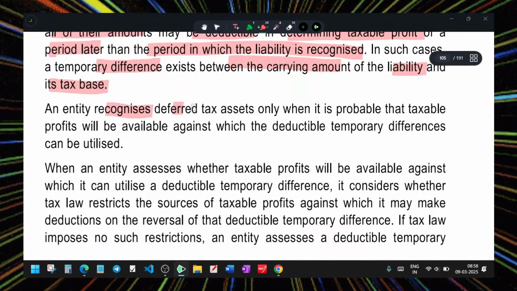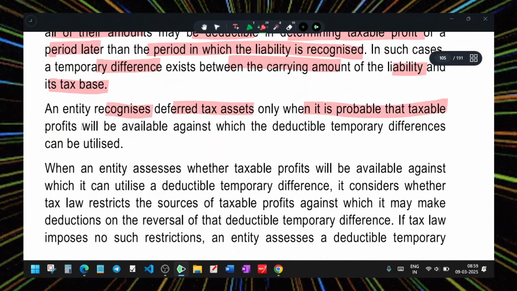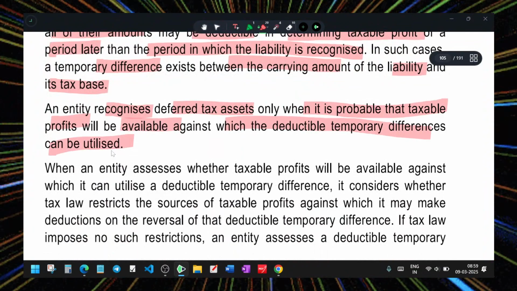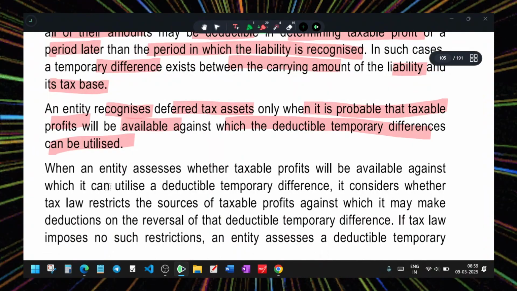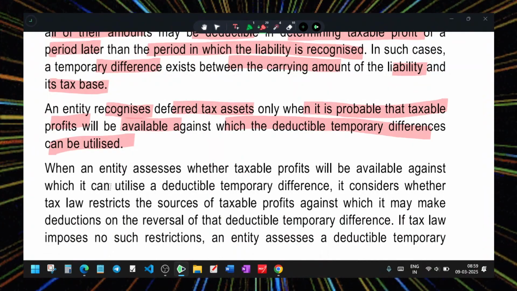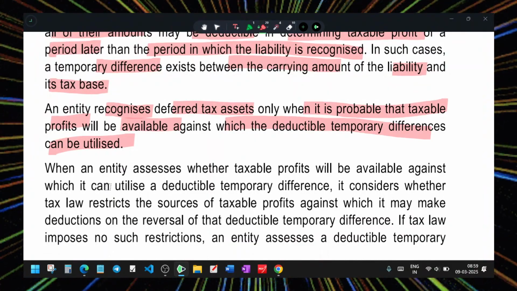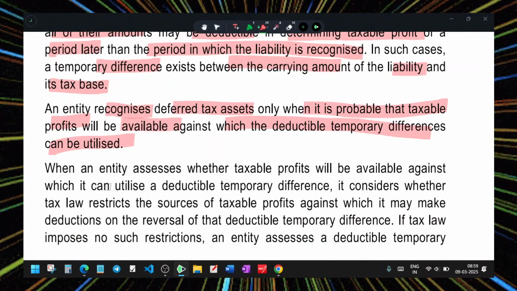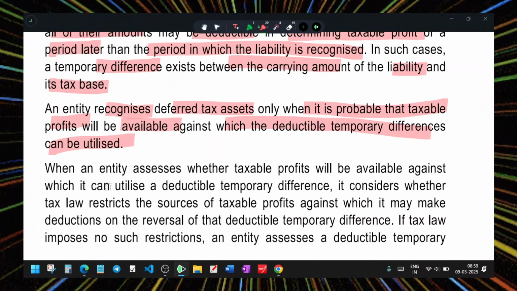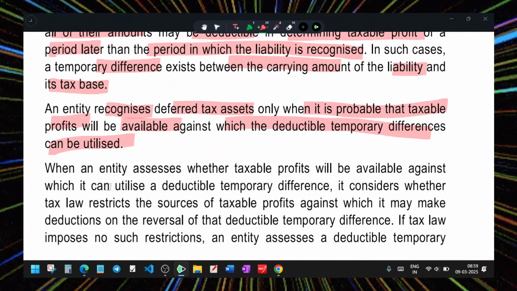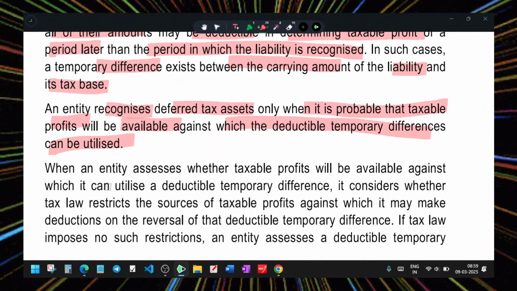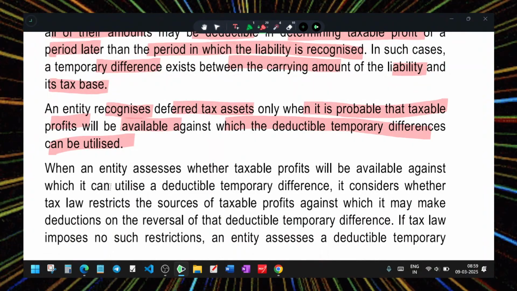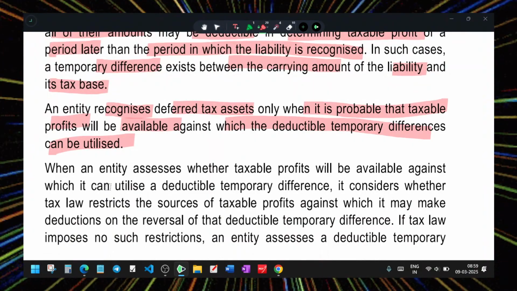The entity recognizes deferred tax assets only when it is probable that taxable profit will be available against which the deductible temporary difference can be utilized. Sir, our temporary difference arises, sir. Okay, what you can do? Book it in the carry forward deferred tax asset. So when I do it, I'm assured there will be profit in future. That profit can be adjusted with this deferred tax asset. Okay, if profit will come, fine. If profit will not come now, don't book it. Book it in the P&L account.